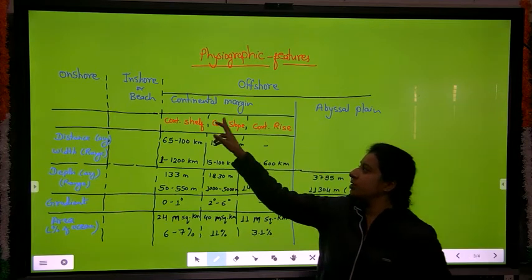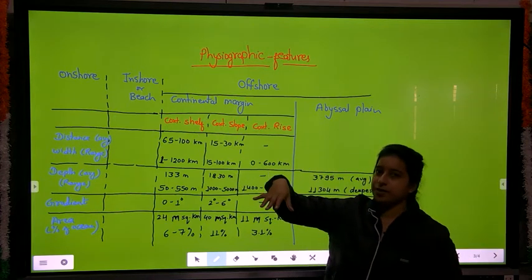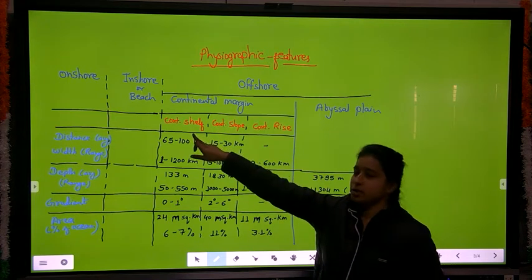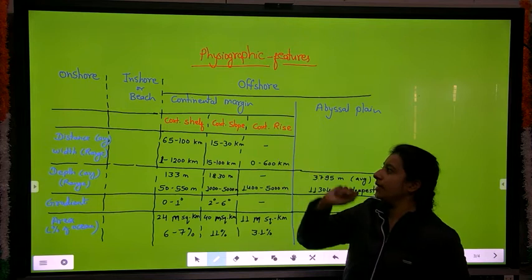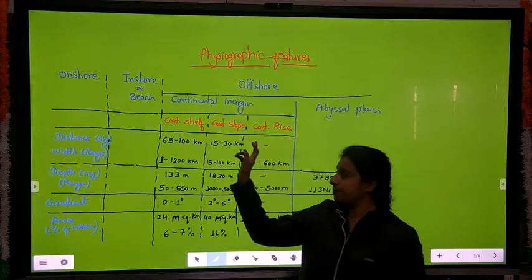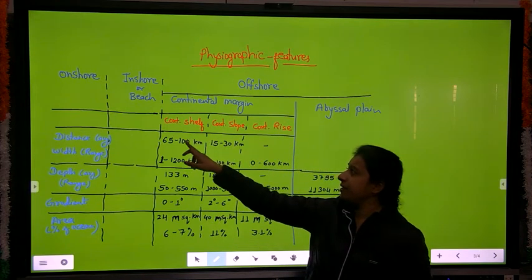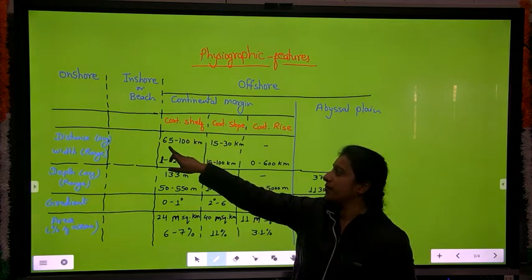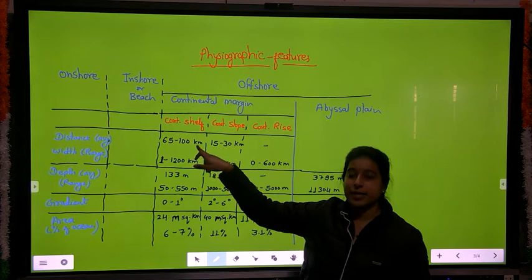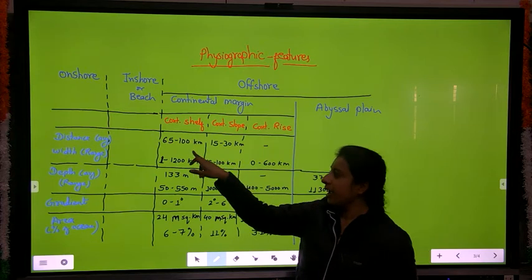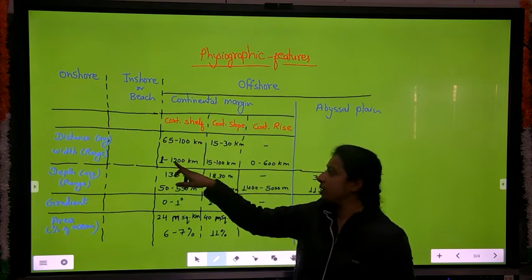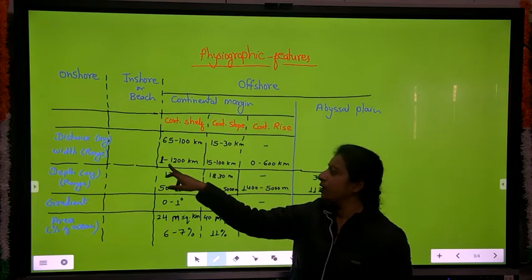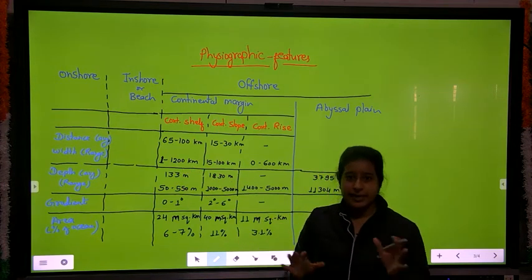Okay, the first one is continental margin, as I told you, divided into three parts: continental shelf, continental slope, and continental rise. The distance covered by the continental shelf on average is in the range of 65 to 100 kilometers of ocean, and its width ranges from 1 to 1200 kilometers. It means it may vary between 1 to 1200 kilometers at any width.